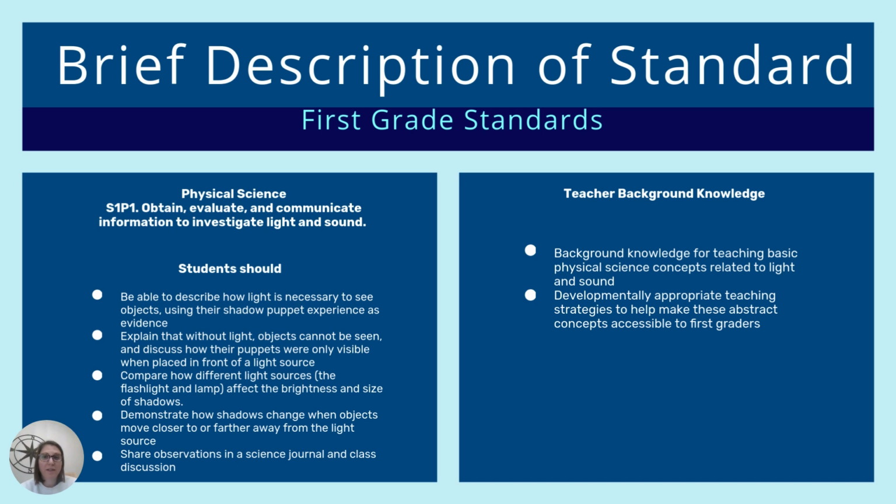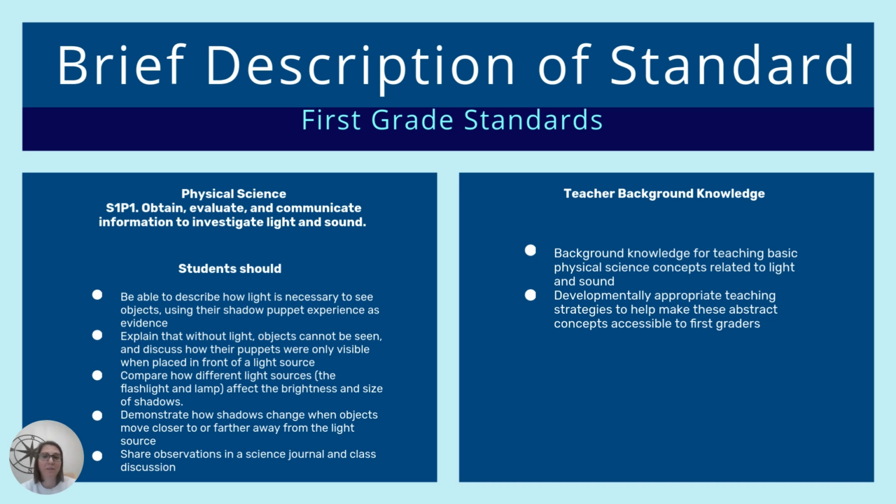For the science standard, during this lesson, students should be able to describe how light is necessary to see objects during a shadow show that they create. Explain that without light, objects cannot be seen, and discuss how their puppets were only visible when placed in front of a light source. And then compare the differences that the two main light sources that we use, which were the flashlights and the lamps, made the size and brightness of their puppets vary.